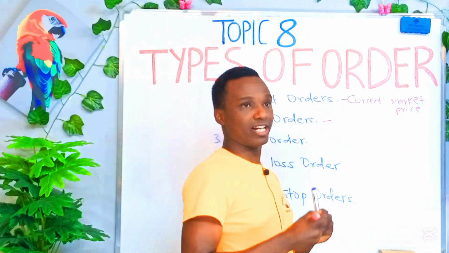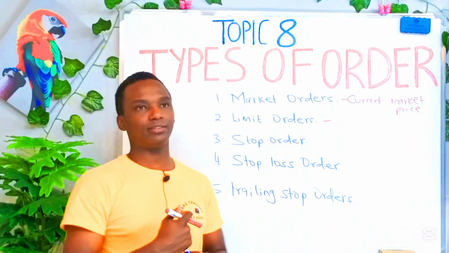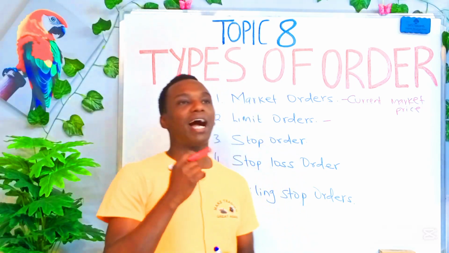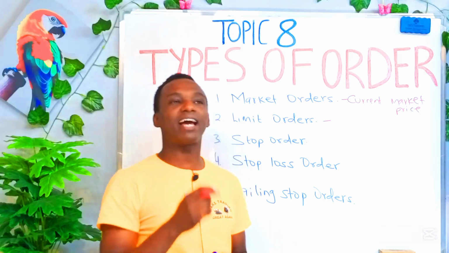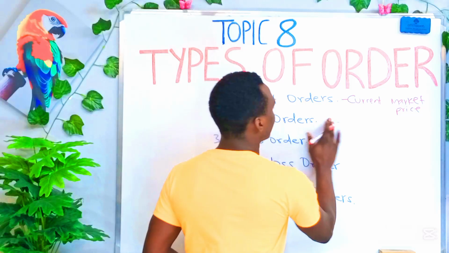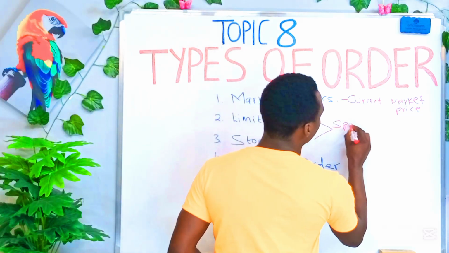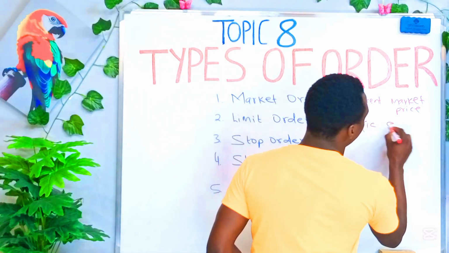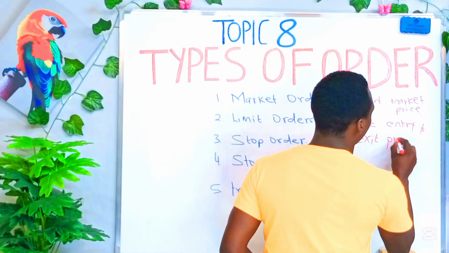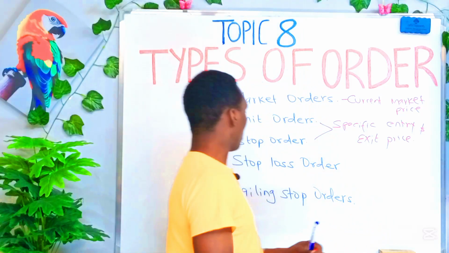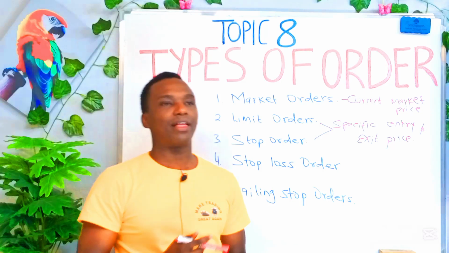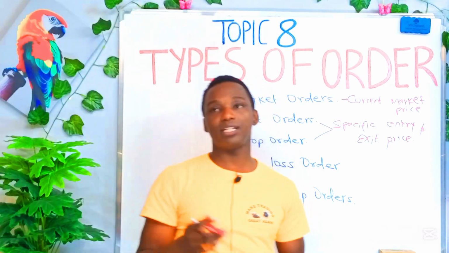While the limit orders and the stop orders are used at specific, desired entry and exit prices. So these ones have specific entry and exit price levels, while the stop limit orders combine both the stop and the limit orders.